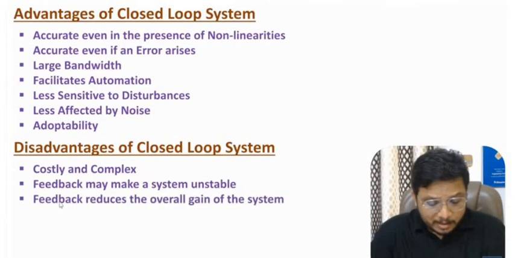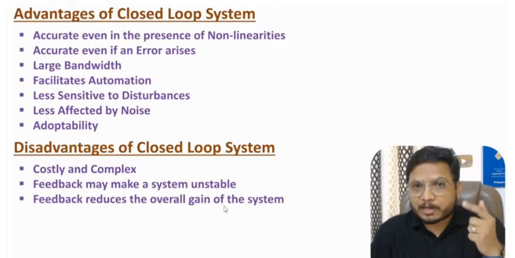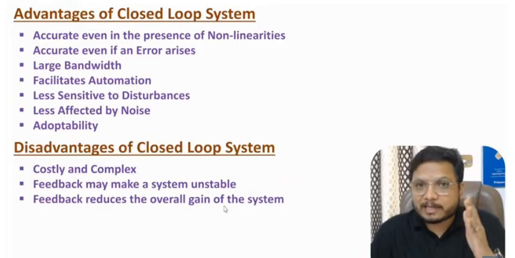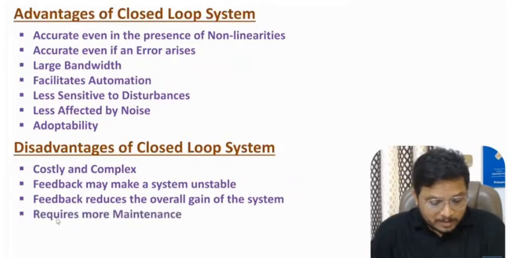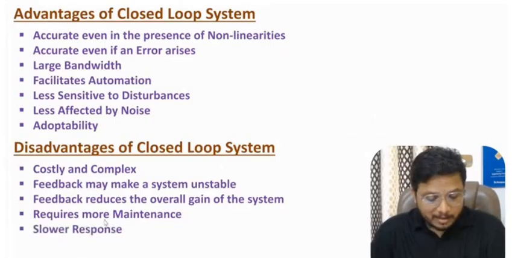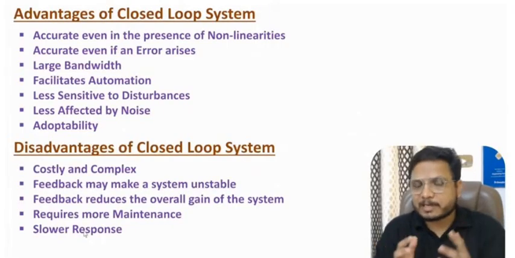See, feedback reduces the overall gain of the system. That too I'll explain in future videos, how gain decreases because of feedback. That we will see in future videos. See, a closed loop system requires more maintenance. The reason is, we have a complex system, right? And the response of the system is slower with a closed loop system. So this is all about advantages and disadvantages.